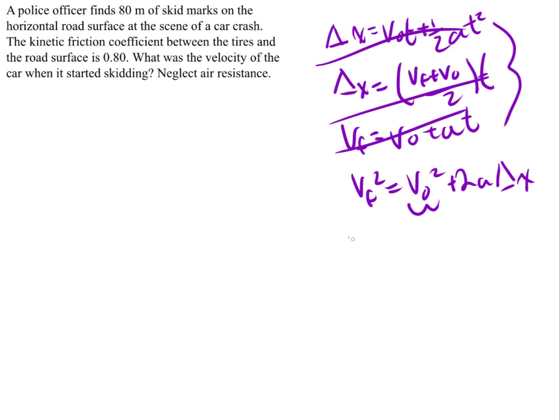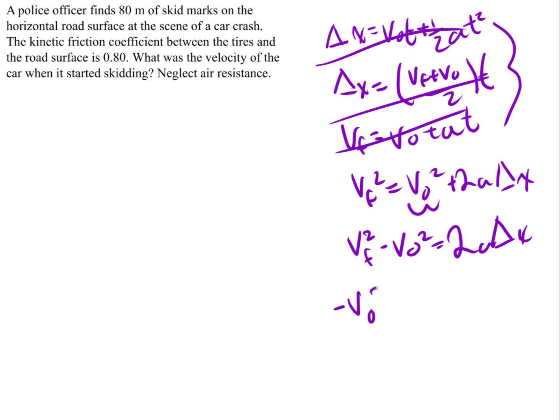So we can simplify it a bit. We can move these to the same side. And we need to solve for the initial velocity. Well, we know that the final velocity is 0 since the car crashed and there are only 80 meters of skid marks. If the car still had some velocity, the skid marks would continue.